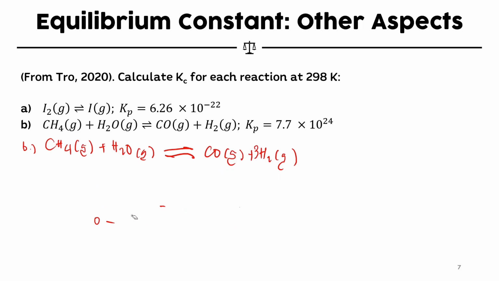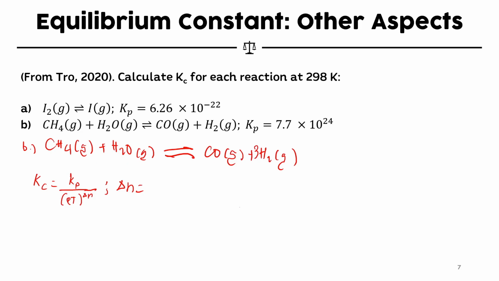Next, we calculate now the Kc for letter B. We have already established in our previous problem in letter A that Kc is equal to Kp divided by RT raised to the power of delta n. So let's establish first what our delta n is. Our delta n is the coefficients of the products minus the coefficients of the reactants in the balanced equation.